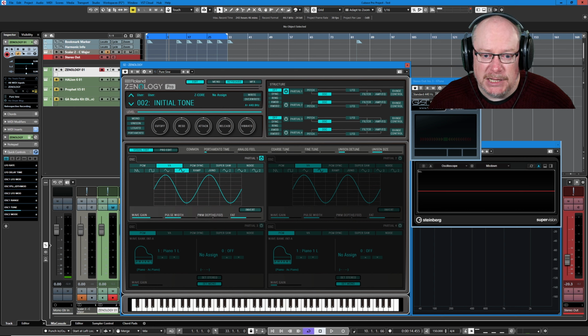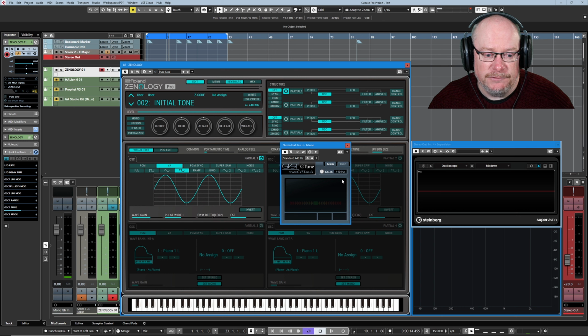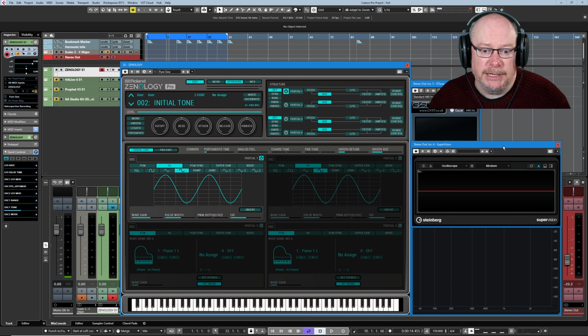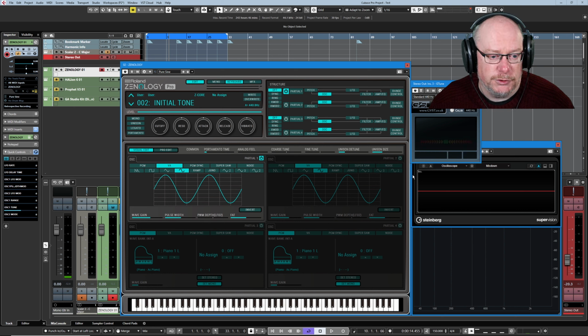Now, just a little bit of housekeeping before we start. I've just changed my tuner. I've just downloaded this tuner called G-Tune from gvst.co.uk. One of the examples that I'm going to talk about today, the Steinberg tuner simply wasn't cutting it, and this tuner seems to be a little bit more sensitive, so I've switched that out.